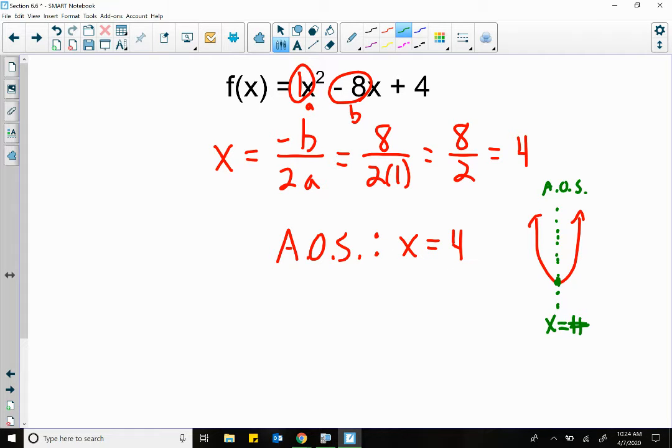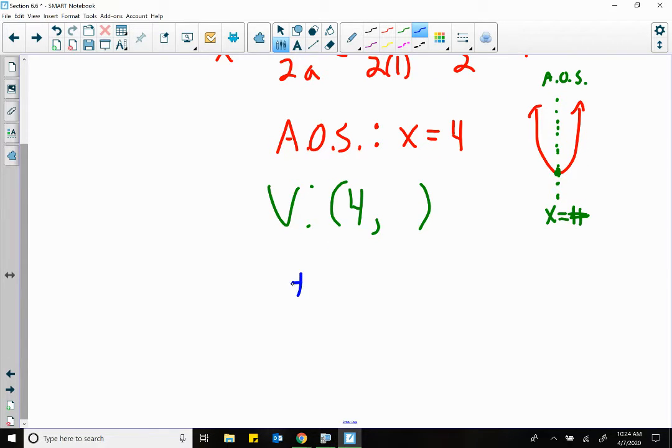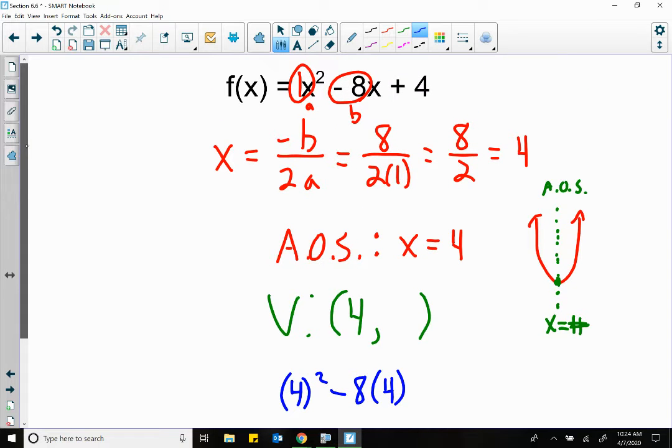But more importantly, this axis of symmetry, like you saw a second ago, tells us that the vertex x value is 4. All we need to do now is find the y value. How do I find the y value? Well, I'm going to take this 4 and plug it into all my x's up there. So you've got 4 squared, because that was x, minus 8 times 4. Make sure I write this down right. So 4 squared minus 8 times 4 plus 4.